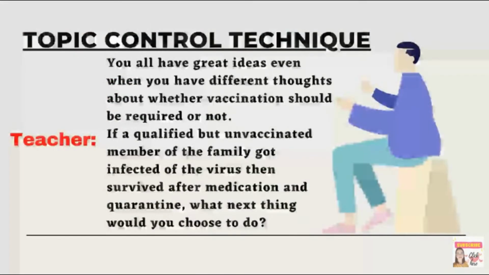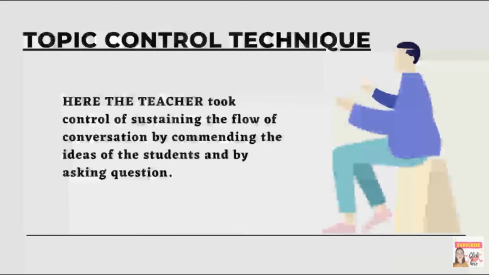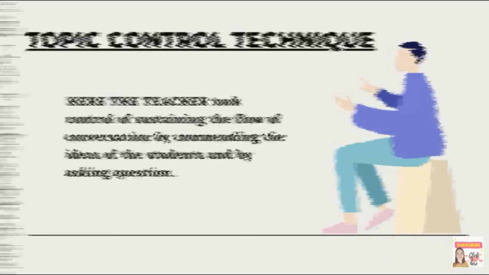For example, you all have great ideas even when you have different thoughts about whether vaccination should be required or not. If a qualified but unvaccinated member of the family got infected of the virus, then survived after medication and quarantine, what next thing would you choose to do? Here, the teacher took control of sustaining the flow of conversation by commending the ideas of the students and by asking questions so as to prevent the closure of conversation.